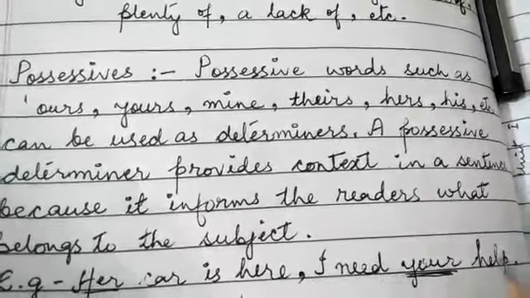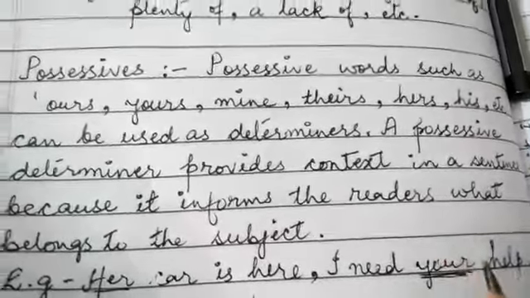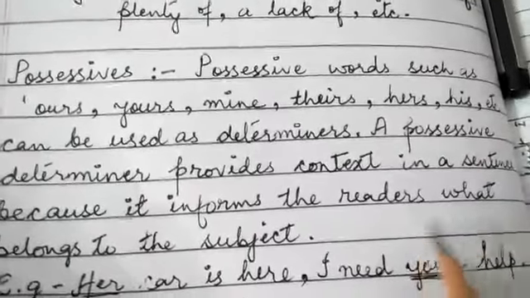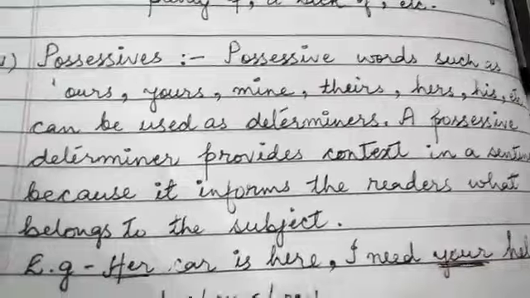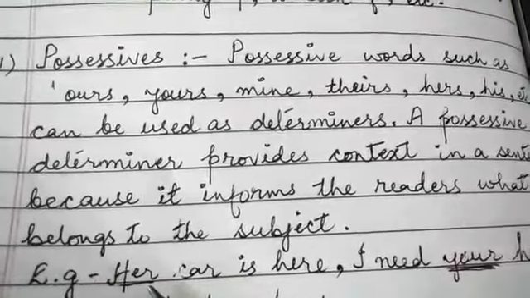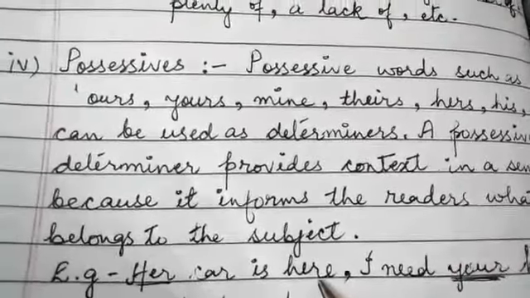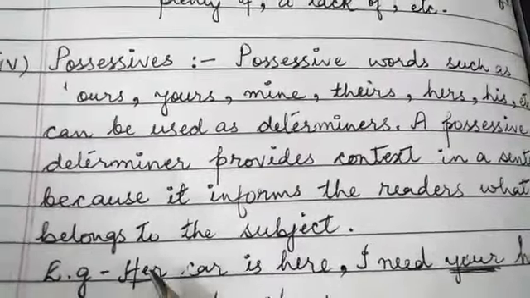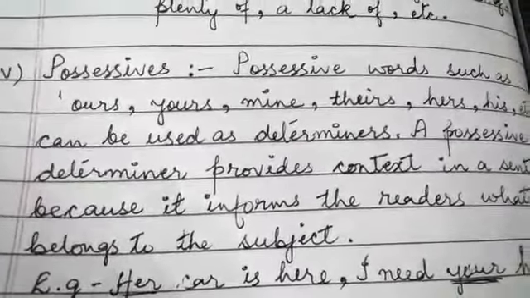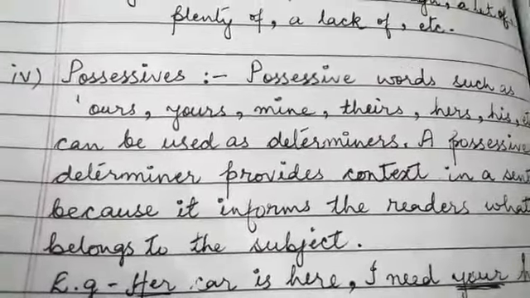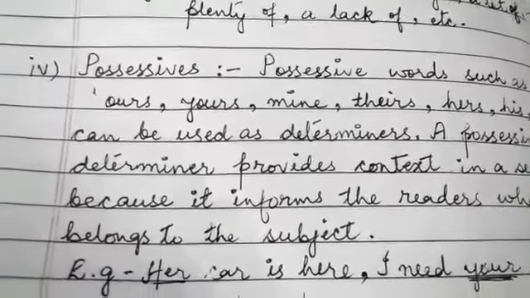I need help. Whose help? Yours. So you or your becomes possessive here. Fine. Here, her car is here. So whose car? Her. So her becomes possessive. Okay. Now let me show you all this with the help of examples.